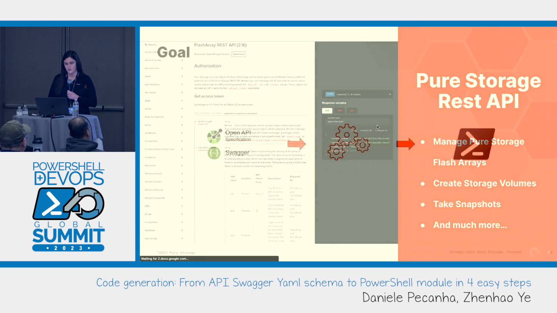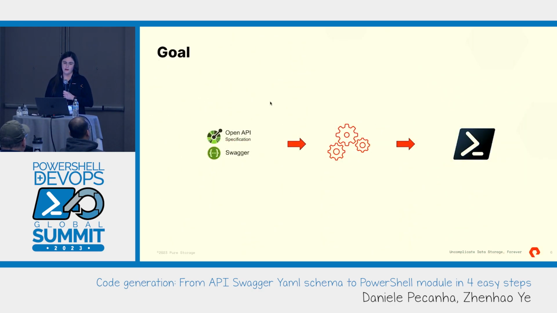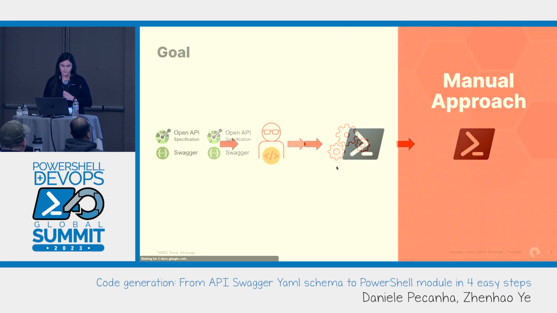All right. So what was the goal? We have an OpenAPI specification schema that was provided by our Pure team that creates the REST APIs. And we want to have a PowerShell module at the end that has a REST client for the REST API. So we have to create a process in the middle that makes this come true.